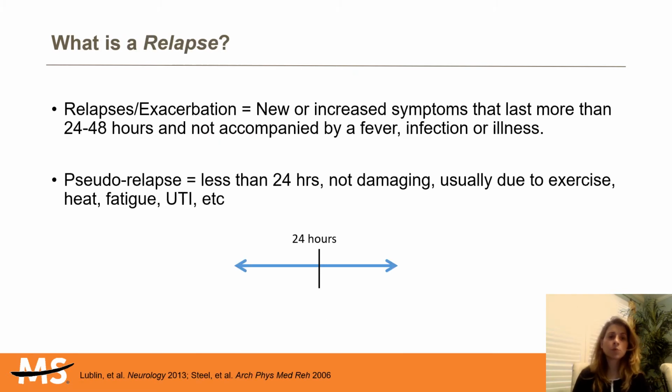So when people present with multiple sclerosis, it is very important to understand whether they're experiencing a true relapse or a pseudo relapse. A true relapse is also called an attack or an exacerbation, and that means basically the patients develop new or increasing symptoms over the last 24 to 48 hours, and they are not accompanied by fever, infection, or an illness, and that means they're having a new attack or a new lesion that's causing their symptoms. Whereas a pseudo-relapse is any symptom or reemergence of symptoms that usually lasts for a short time, less than 24 hours, and it doesn't leave any damage behind.